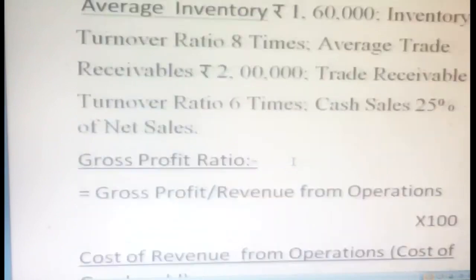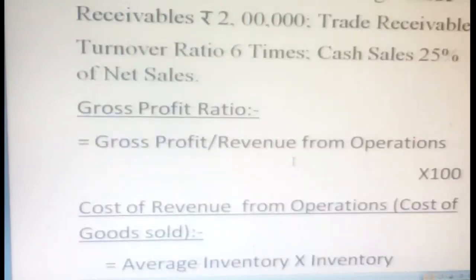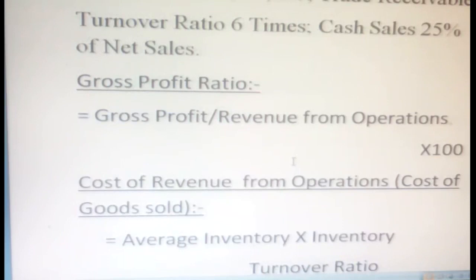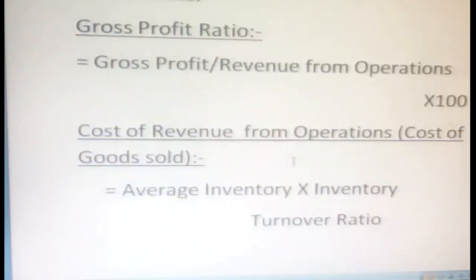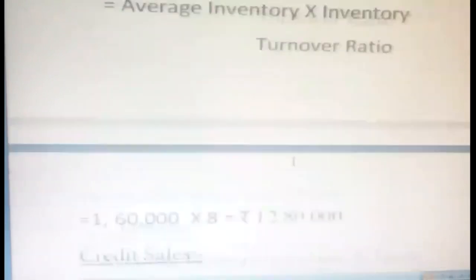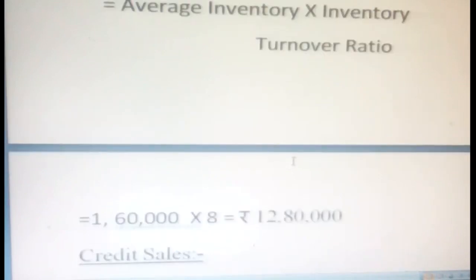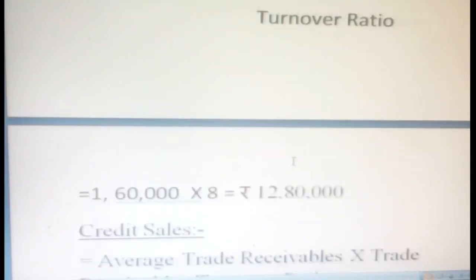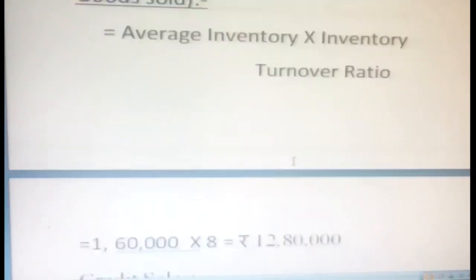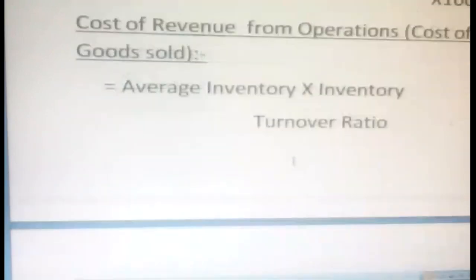So how to calculate? As you know our gross profit ratio formula, gross profit divided by revenue from operations into 100. Cost of revenue from operation, nothing but cost of goods sold, we are going to calculate. From the information we know our average inventory and inventory turnover ratio. We know already our average inventory 1,60,000, and our inventory turnover ratio 8 times. So we have to multiply, and we get 12,80,000. That is our cost of revenue from operation.